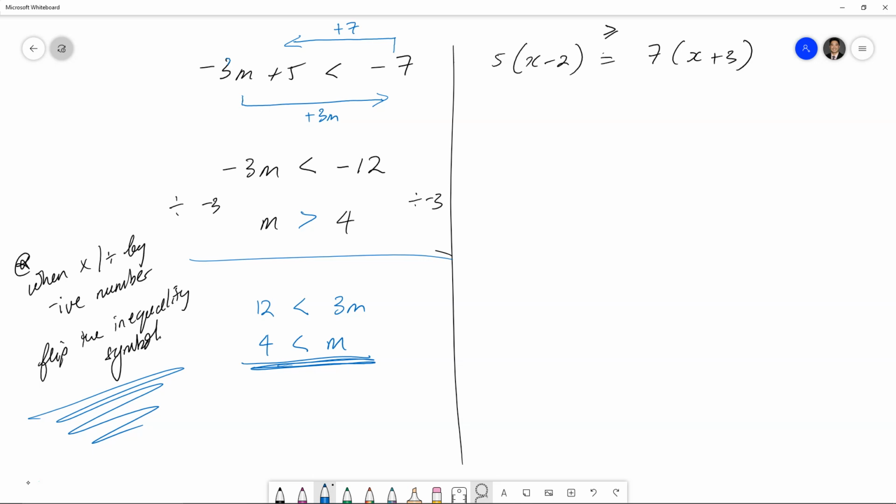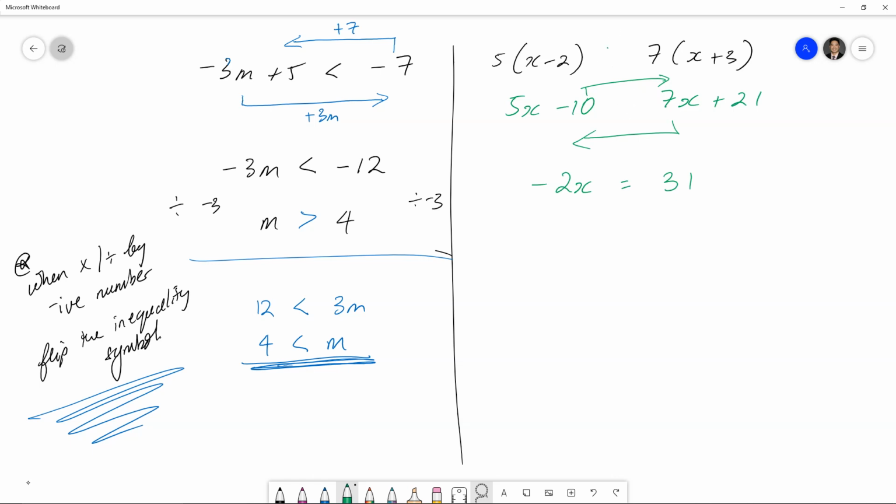So please hold this rule closely and be very, very attentive when you multiply or divide by negative values in equations. So I'm going to do another one over here on the right hand side. I'm going to expand, so 5x minus 10 is equal to 7x plus 21. Now I'm going to purposely deal with negative values. So I'm going to move the 7x across, so we'll have negative 2x, and we'll move the negative 10 across to that side, so you'll end up having positive 31.